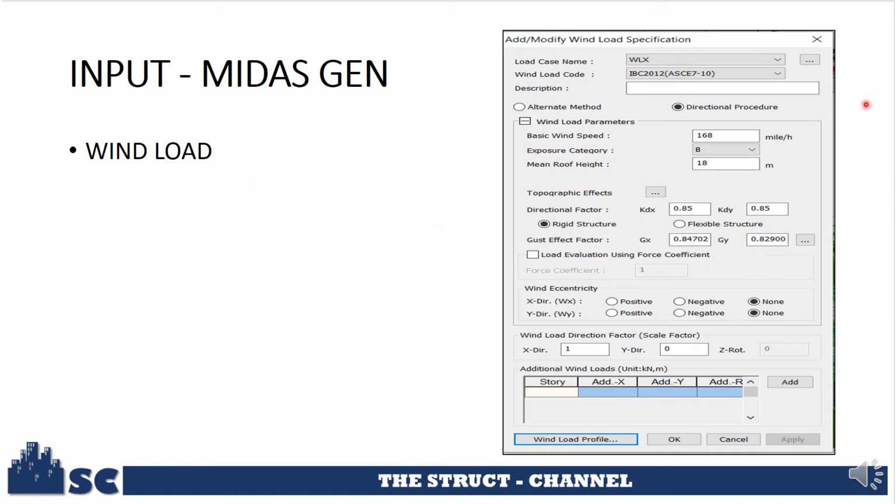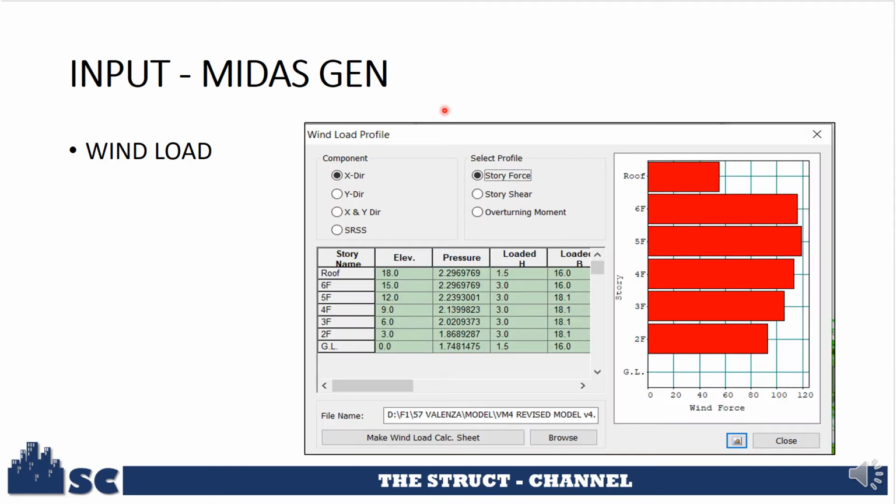Then for the wind load, you need to input the load code, and for NSCP 2015, we are adopting the ASCE 2012 right now. We also input the wind speed, the exposure, the mean roof height, and other wind parameters for the calculation. This is the diagram showing the wind load distribution per floor of the building.